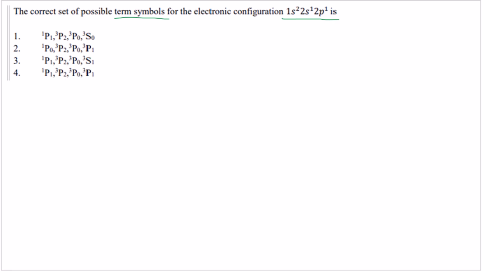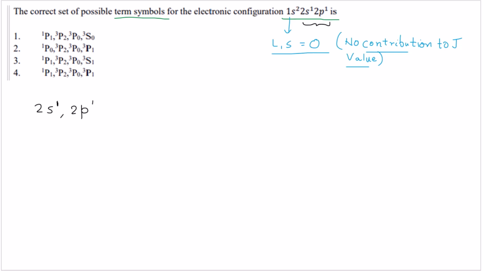Now looking at the electronic configuration, we very well know that the inner electrons do not contribute to the term symbols because they have their L and S equal to 0. So they do not contribute to the J value, and without these values, we cannot write the term symbols. So we avoid this 1s2, and that means we have to find the term symbols for only these two, 2s1 and 2p1 electronic configurations. So we have to consider only 2s1 and 2p1.